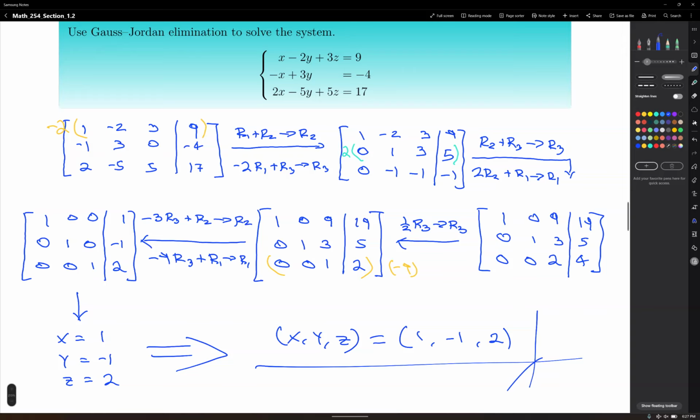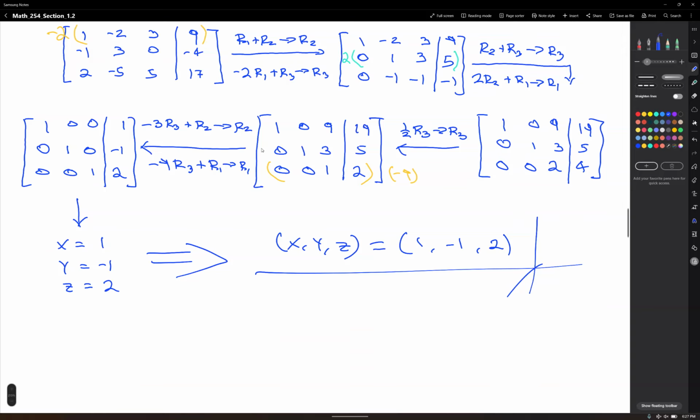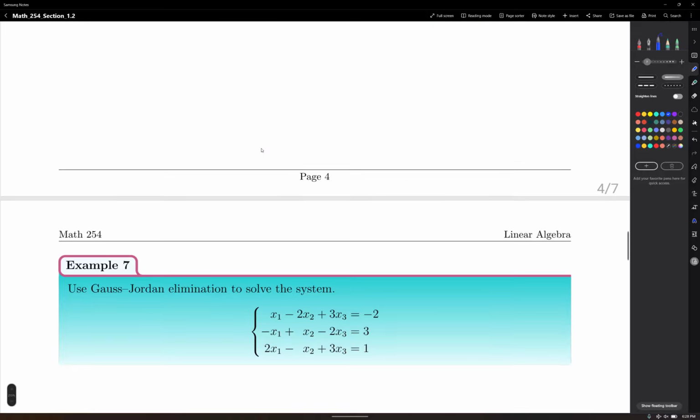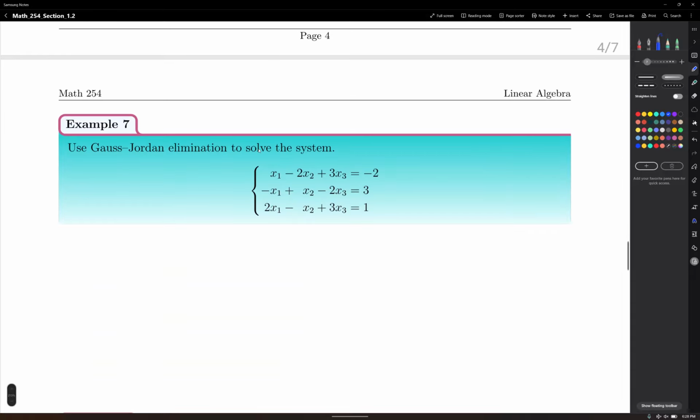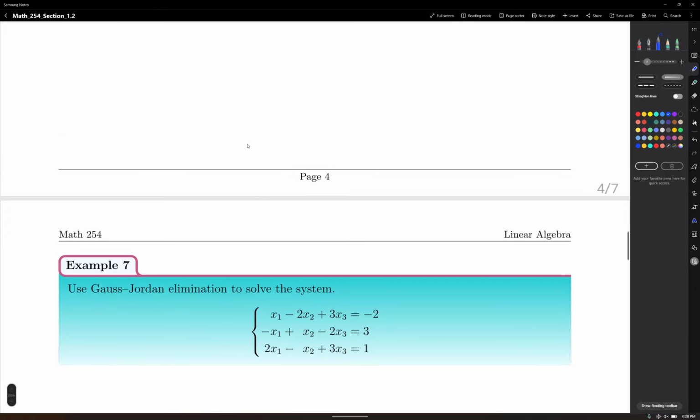All right, let me see what's next. There's another example here. However, I think this is a good moment to stop. I don't think I'm going to have enough time in 7 minutes.